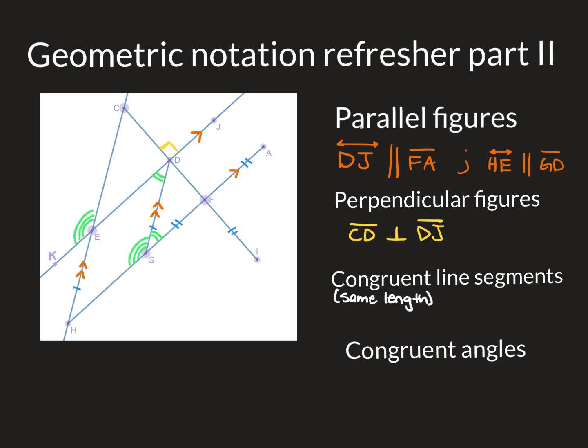Congruent line segments are just line segments that are the same length. In this case, we use these little blue tick marks to indicate that. Hopefully you can see that I have 3 line segments that are noted with these 2 blue tick marks, and then I have 2 line segments that are noted with 1 blue tick mark. That is my way of telling you that JD or GD is not necessarily the same length as GF, but GF and FA are totally the same length.